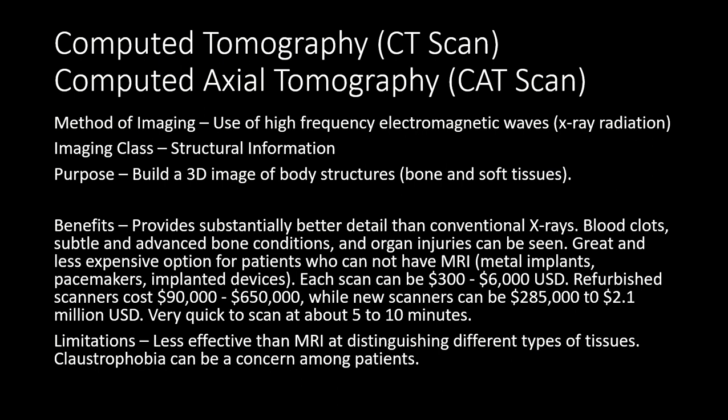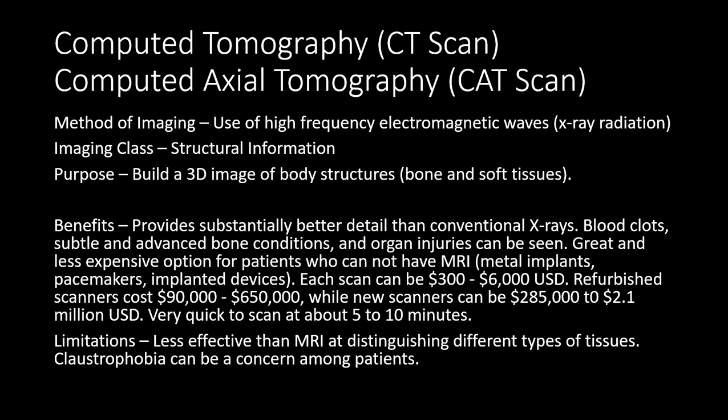Computed tomography, or CT scanning, which used to be called computed axial tomography, which is why we still hear the term CAT scan, is a method of imaging that uses high-frequency electromagnetic waves, which are X-rays, but more advanced than conventional radiography. CT scans or CAT scans only give structural information of what's in the body, and the purpose is instead to build a 3D image of body structures, like bones and some soft tissues.